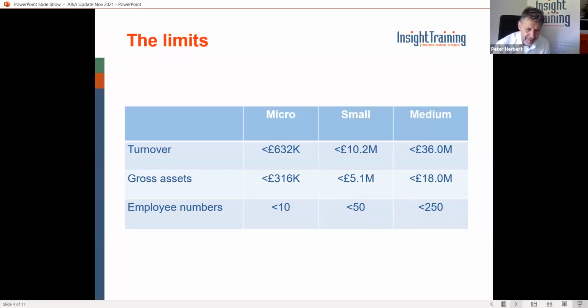The medium-sized company limits, so 36 million turnover, 18 million assets, and 250 employees. That I think probably is less impactful, the difference between a medium and a large company. I guess there are some disclosure requirements that would apply to large companies that do not apply to mediums, but there are not many of those. And I think more of the questions we get are around the boundaries between micro and small, and between small and medium.